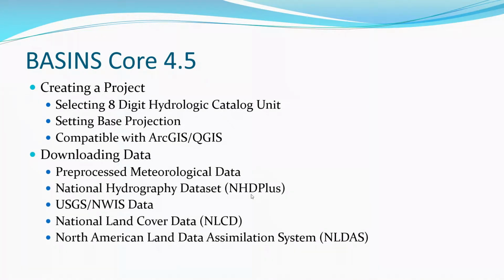All right, then I'll take you through and demonstrate how to download data. The type of data that we'll be downloading would be pre-processed meteorological data, the NHDPlus National Hydrography dataset, USGS NWIS data, the National Land Cover dataset, and then the North American Land Data Assimilation System. We'll download each one of them, and we'll talk about what data is in each one of those datasets and which models it will be applicable to.